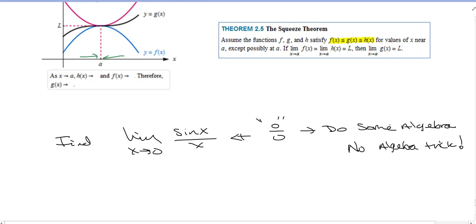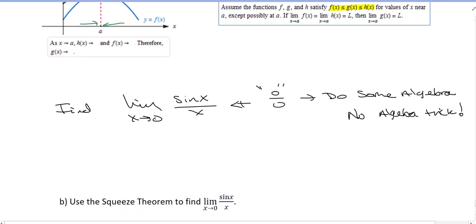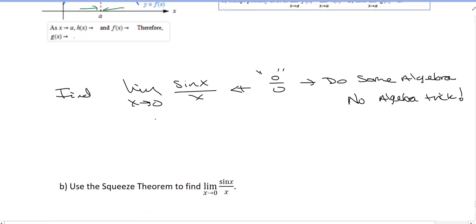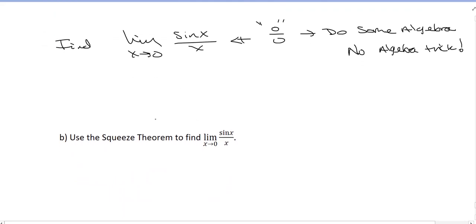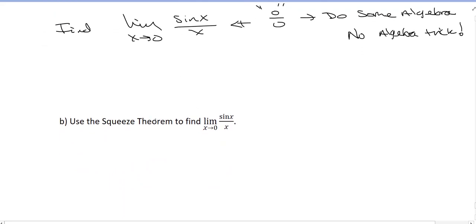When there's no algebra to do, we have to find other methods. The squeeze theorem is one of them, and then a special rule that we'll learn much later on, in chapter 4. We'll use it then. But here, we're going to use the squeeze theorem to find the limit as x goes to 0 of sine x over x.